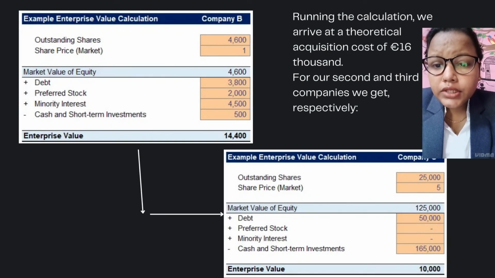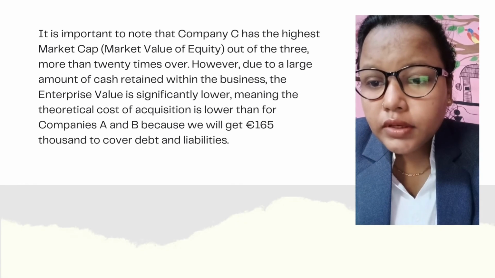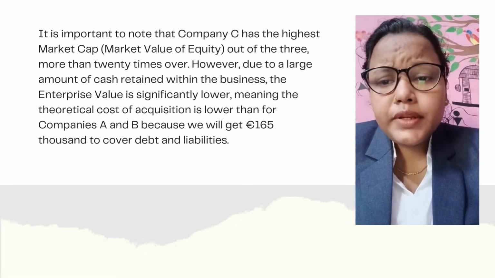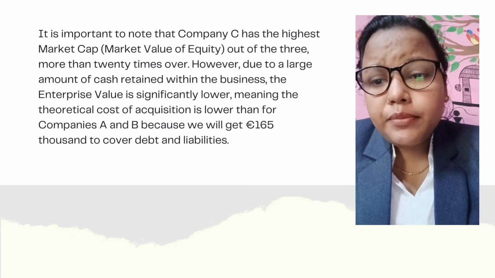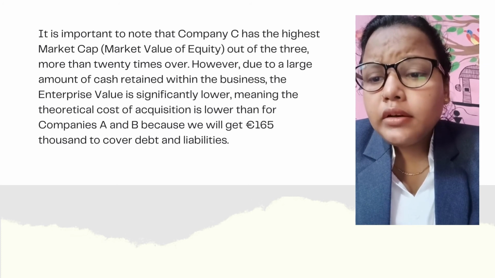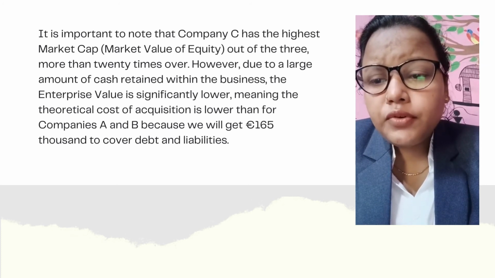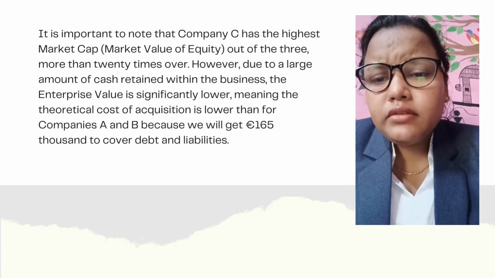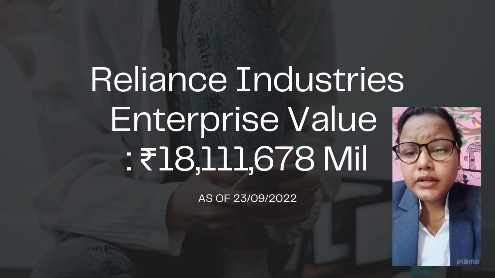So running the calculation, we arrive at a theoretical acquisition cost of 16,000 for the first company, and for our second and third company we get respectively. It is important to note that company C has the highest market cap, market value of equity out of the three, more than 20 times over. However, due to a large amount of cash retained within the business, the enterprise value is significantly low, meaning the theoretical cost of the acquisition is low, lower than for company A and B, because we will get 165,000 to cover debt and liabilities. Then next is Reliance Industries enterprise value.